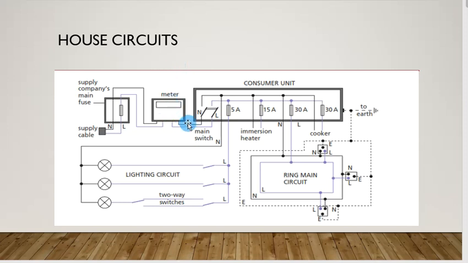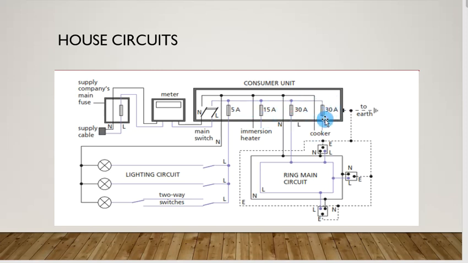Okay, so from the meter we go into the consumer unit, which is also sometimes called the distribution box. Now in the consumer unit we have a main switch here, and then from there we have a number of circuit breakers. So these fuses are not present now, it's circuit breakers which are used.